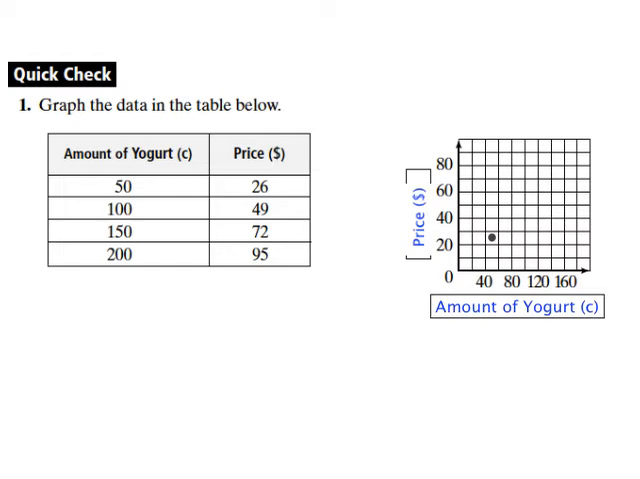For 100 cups of yogurt, the price was $49. We go over to 100 cups and up to $49 and put our dot. For 150 cups of yogurt, the price was $72. We go over to 150, go up to 72, and place our dot. And finally, for 200 cups of yogurt, it was $95. We go over to 200 and up to $95 and place our dot.